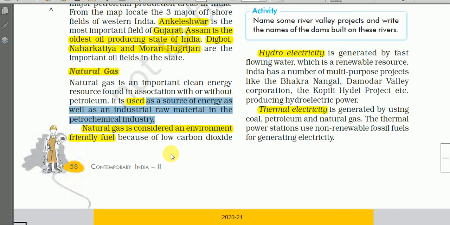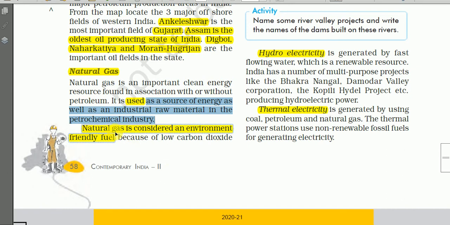Just like petroleum, natural gas also produces many petrochemicals as a byproduct, and from those petrochemicals different varieties of items are manufactured, including fertilizers, plastics, rubbers, cosmetic items, vaselines and cleansing materials. All these are also obtained from natural gas.